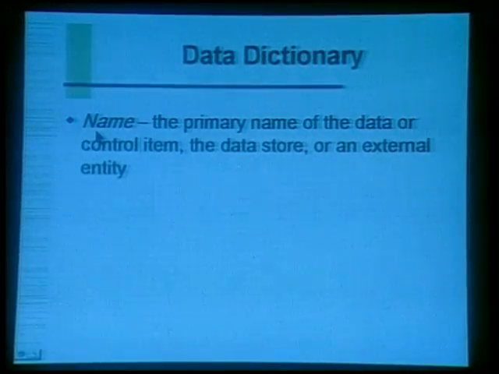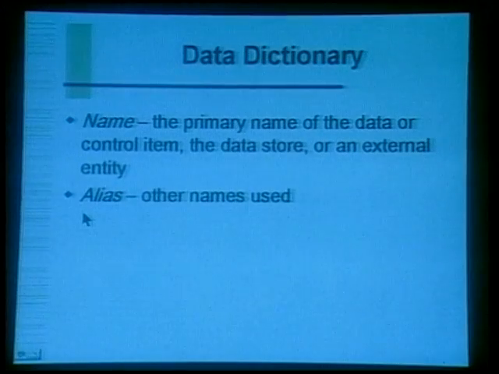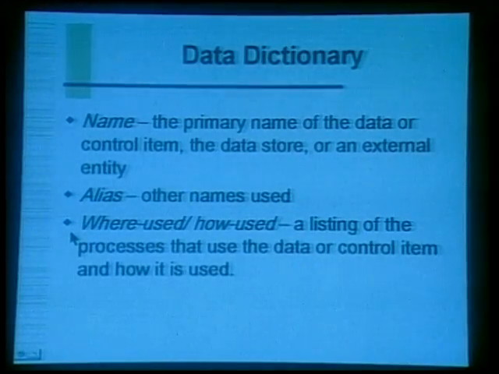The data dictionary has been proposed as a quasi-formal grammar for describing the contents of objects defined during structured analysis. Although the format of dictionaries varies from tool to tool, as has been the case with all our modeling techniques and tools, most of the dictionaries contain the following information: the name, which is the primary name of the data or the control item, the data store, or an external entity; alias, the other names which are used for the same name; where used and how used; how that data item or the control item or a data store is used; and where it is used, it has to be mentioned very clearly in the data dictionary.